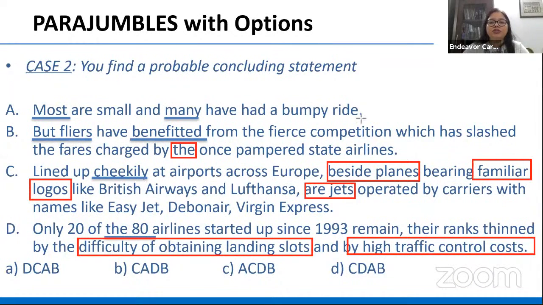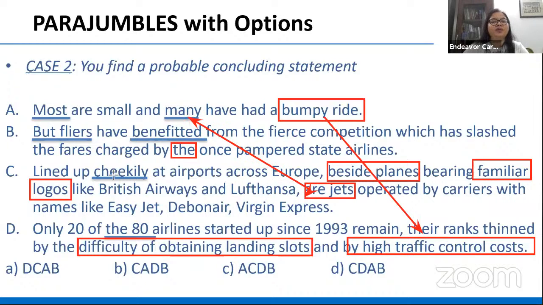That is why most of them have had a bumpy ride, a challenging time, a difficult ride, not a one-time flight, but a challenging operational time. They've not been able to operate themselves successfully. So they have had a bumpy ride. What is the challenge they have faced? The difficulties of obtaining landing slots and high traffic control costs. So A and D are connected. Where do I position C? Why do I want to say C starts and C connects with many or most?